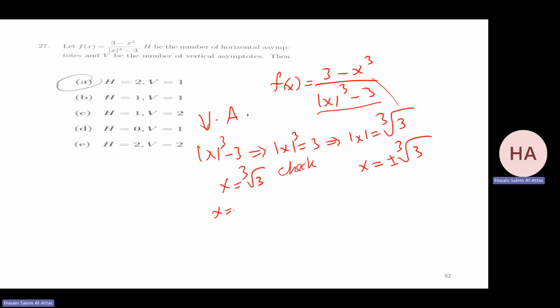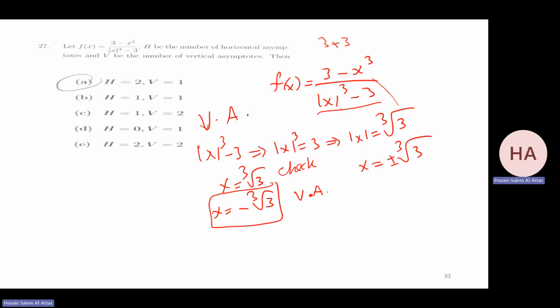However, if x equals minus cube root of 3, that will be 3 plus 3. So I have non-zero over 0. For sure, I have a vertical asymptote with this. This is a vertical asymptote. This would make it 0 over 0. If x is cube root of 3, it will be 0 over 0, which is 3 minus 3 over 3 minus 3. So we will not get a vertical asymptote.